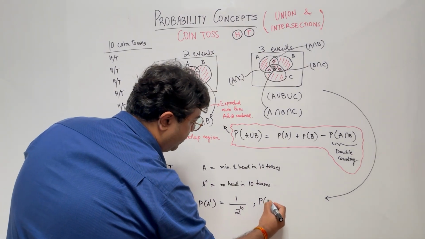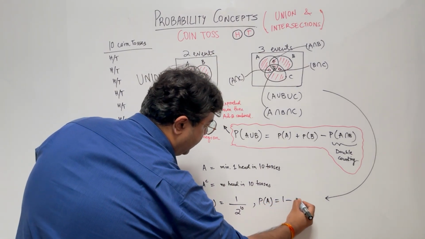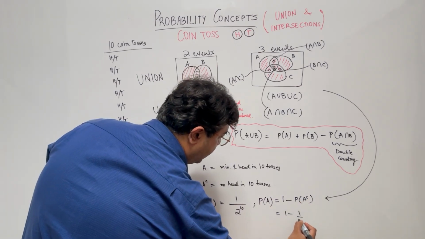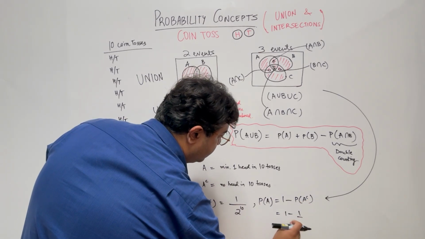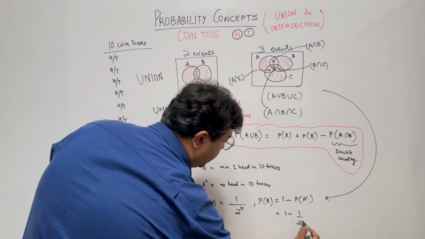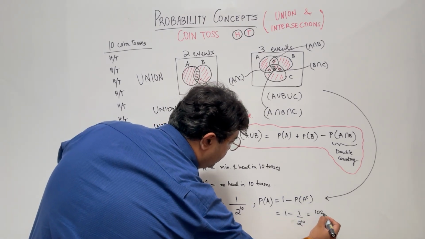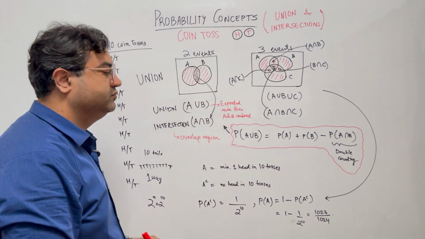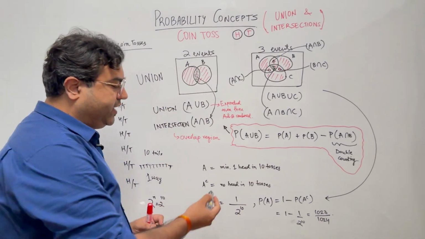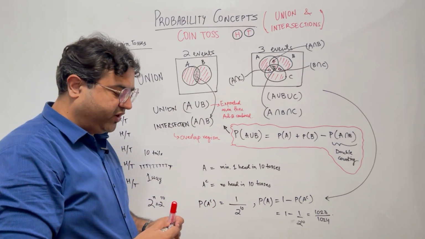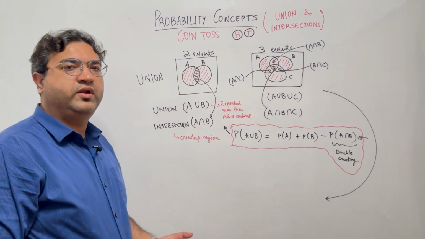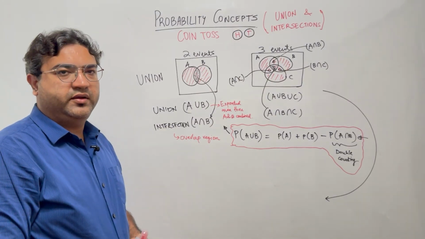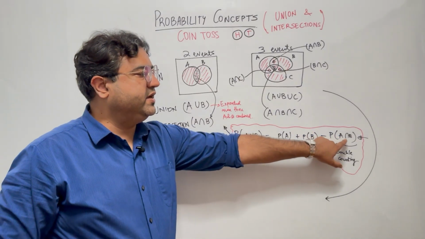So what is the probability of A? It will be 1 minus probability of A complement, which is 1 minus 1 by 2 to the power 10, which is 1023 divided by 1024. Okay, so A complement is basically used in this way. Sometimes it is helpful. Now let's see how to calculate the intersection probability, P A intersection B.